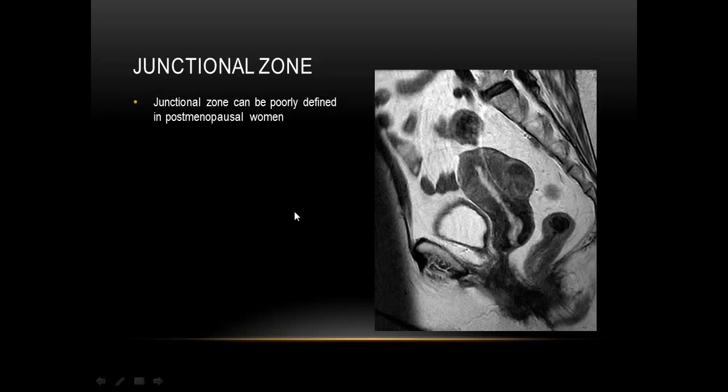The junctional zone can be poorly identified in this postmenopausal patient. Incidentally, there's a subserosal fibroid on her uterus.